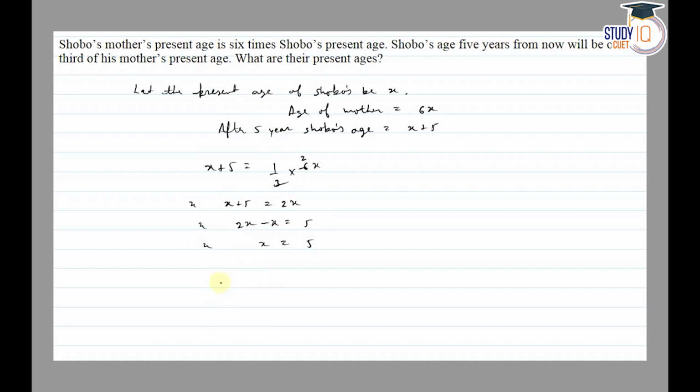Then the present age of Shobo is equal to x, which is 5 years. Then the present age of mother is equal to 6x, which is 6 into 5, equal to 30 years.